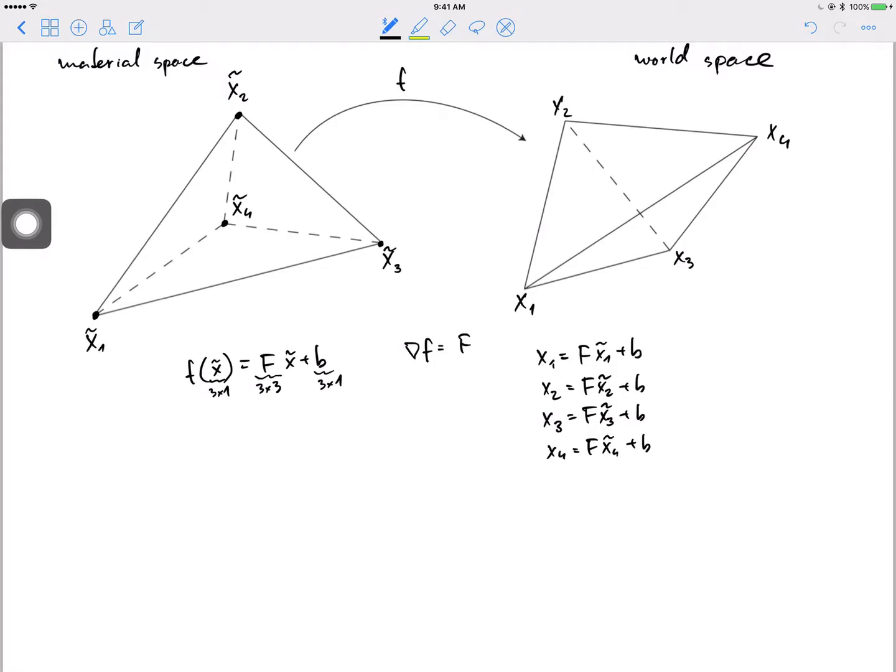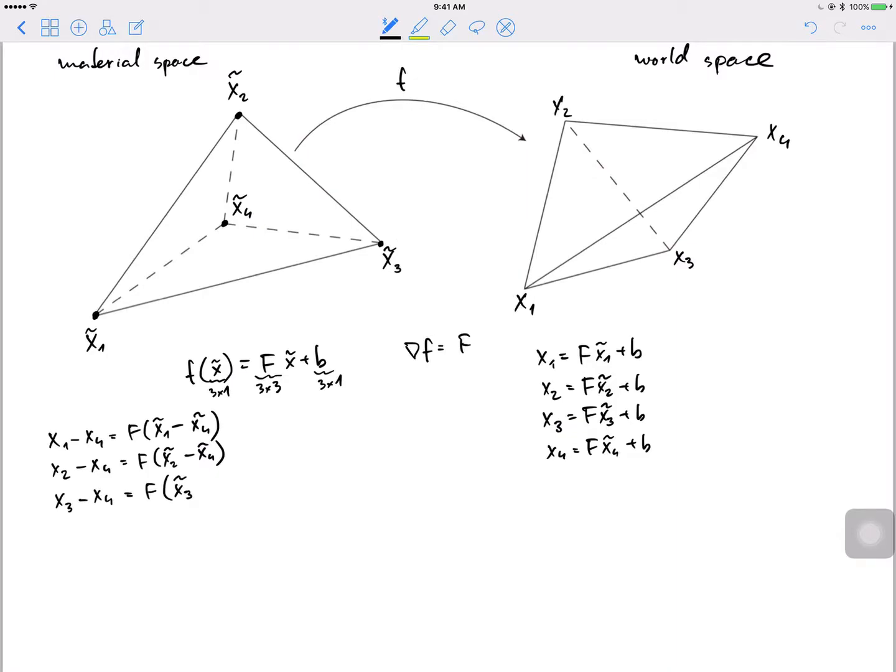Now the trick I can do here is I can subtract this last equation from all the previous equations. Okay, so if I subtract it from the first one, I will get x1 minus x4 equals F times x1 tilde minus x4 tilde. And the beauty of this is that the b disappears. Okay, this offset kind of term. Then for the second minus the fourth equation, I'll get F times x2 tilde minus x4 tilde. And then x3 minus x4 is nothing but F times x3 tilde minus x4 tilde.